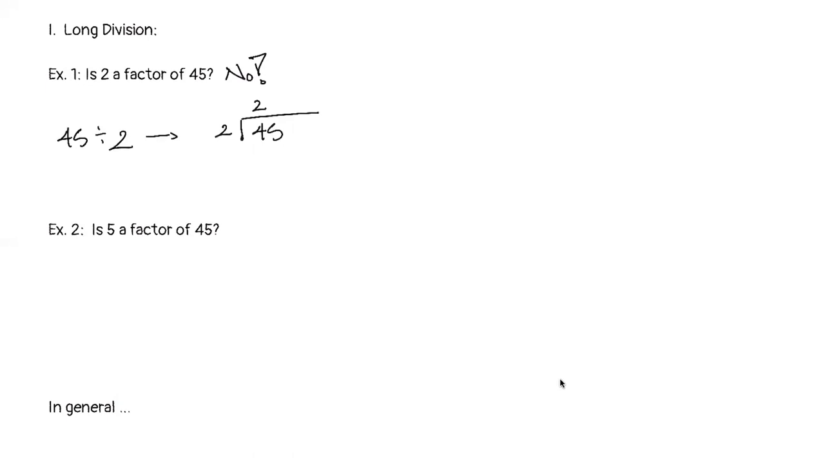And then 2 times 2 gives me 4. Then I'm going to subtract, and I'm going to get 0. And then I bring the 5 down. So how many times does 2 go into 5? And you realize, oh, it only goes in twice. And then 2 times 2 gives me 4. And now when I subtract, I get 1.